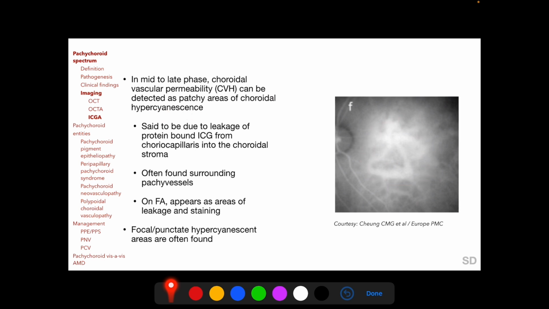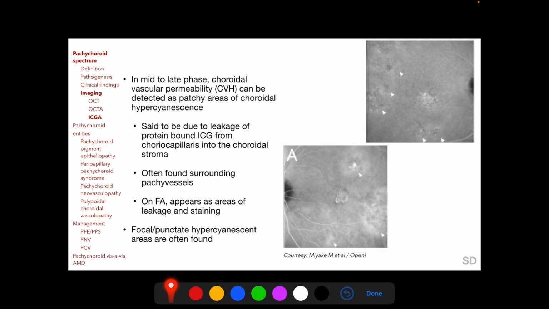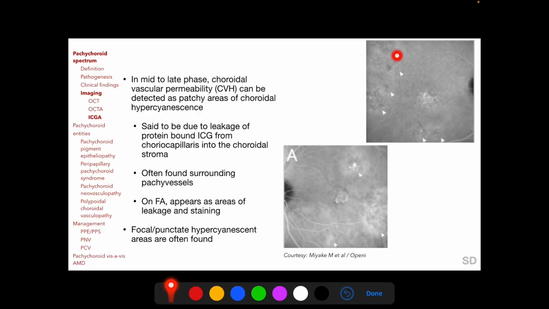And CVH is said to be due to leakage of protein-bound ICG dye from choriocapillaris into the choroidal stroma. CVH is often found surrounding pachyvessels as seen here in this photograph. This is another set of ICGA photographs of the right eye and the left eye showing areas of choroidal vascular hyperpermeability, and these leakage areas slowly expand in size from middle to later phases, and in the later phases of ICGA, areas of hypocyanescence develop in the centers of these areas of ICG leakage, resulting in a ring-like shape.